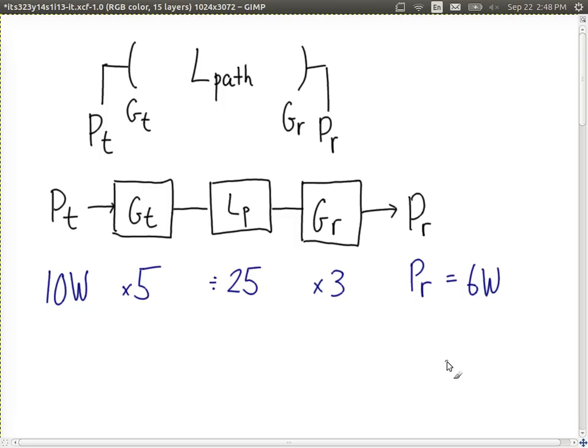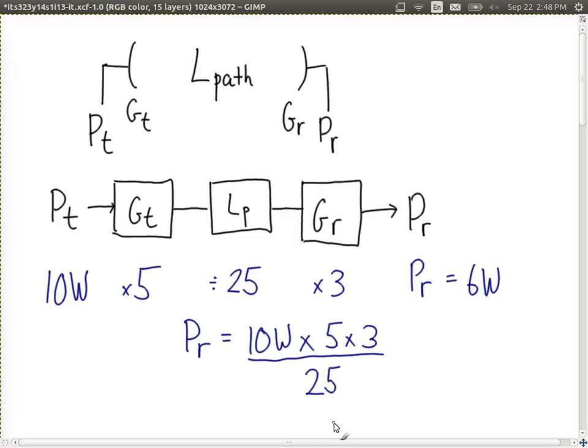And you see, how do we calculate PR? In this case, generally, PR was 10 watts times by 5, the factor of 5 for the gain, divide by 25 for the loss, and the last part times by 3 for the receive antenna. Gains we multiply, loss we divide, when we deal with factors. This is not about dB, it's not decibels, not yet.